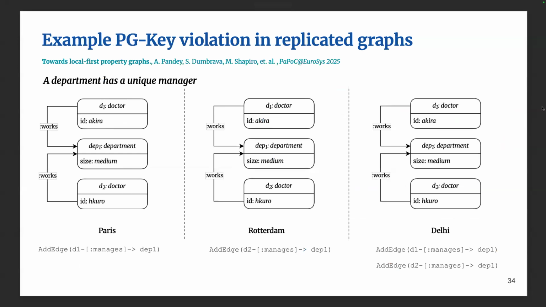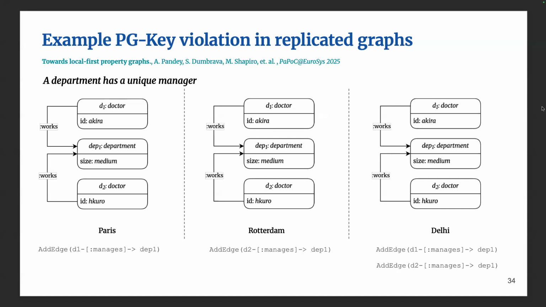But what happens specifically, what are the research challenges that appear when we take into account these constraints in the distributed setting? So let's look at PG keys. Let's say we have a simple graph with doctors and departments, and let's say that we want to enforce the constraint that each department has a unique manager.